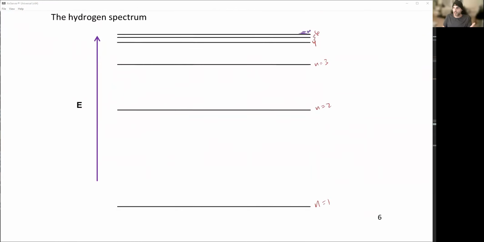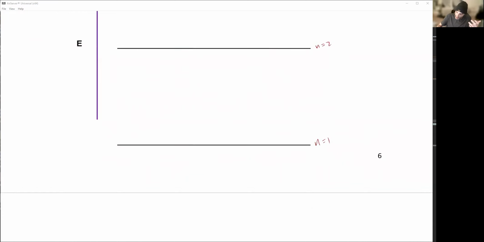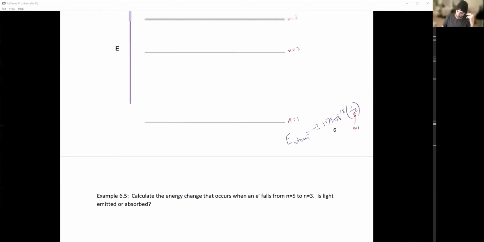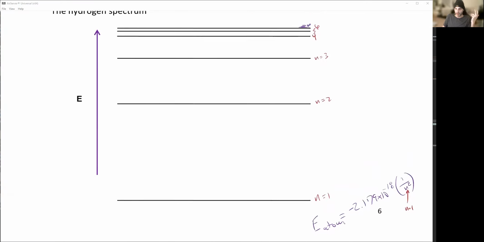Okay. So we could calculate the energies associated with these because we have the equation for it. The energy of an atom is equal to negative 2.179 times 10 to the negative 18th, 1 over n squared. But of course, we know what that n squared is. We know that n is equal to 1. You calculate the energy for that. So you can calculate the energies for all of these. And we're probably going to do that. We're just going to do it in Excel. Okay. All right. And then we'll take a look at an energy change in just a second.